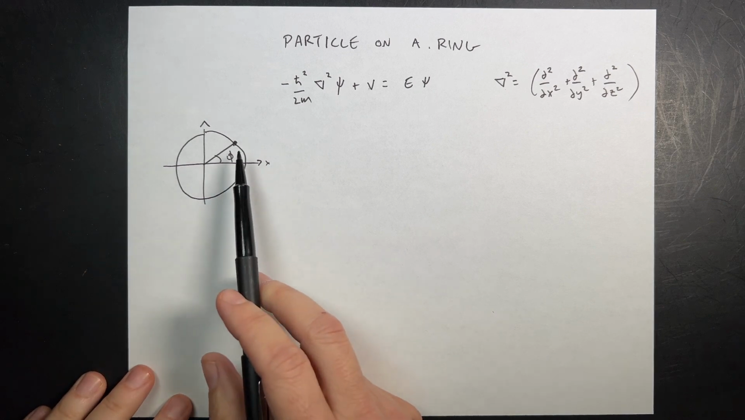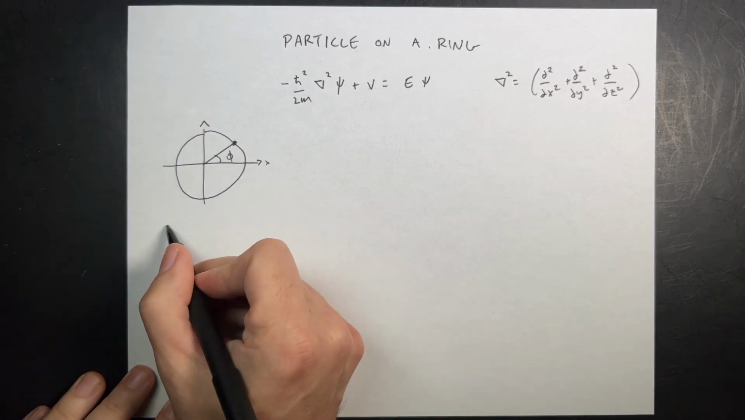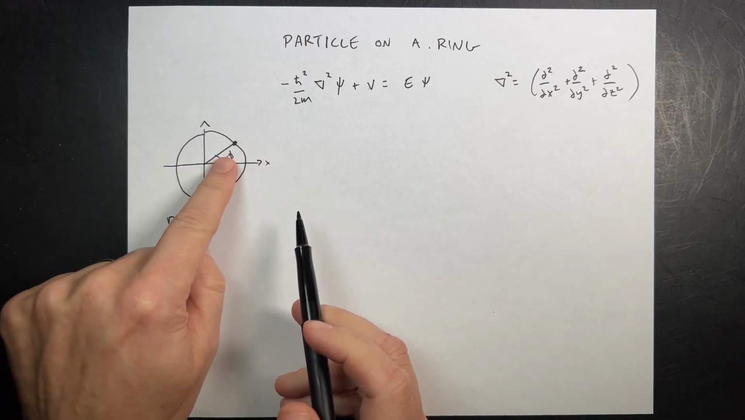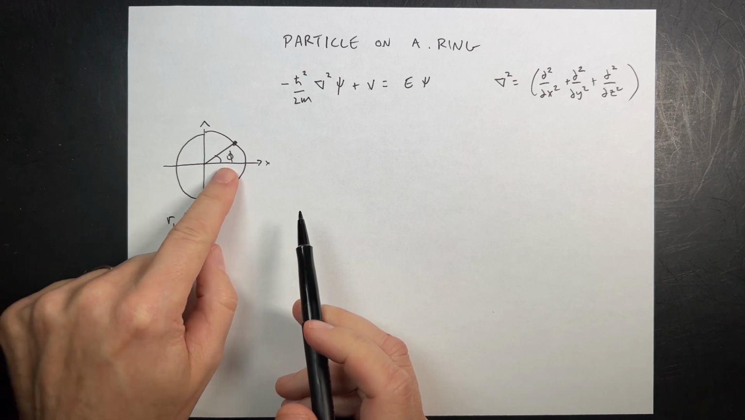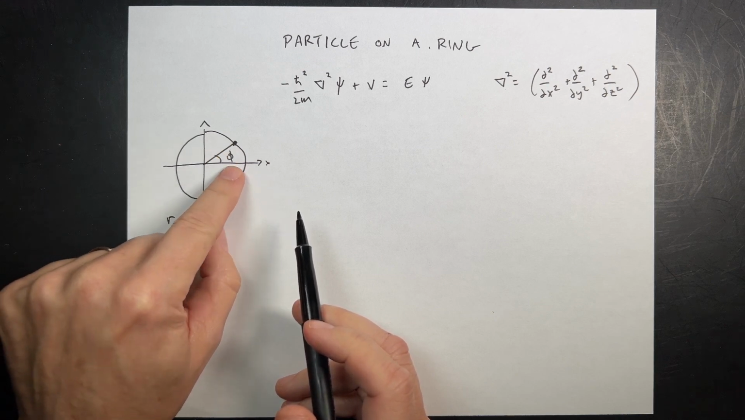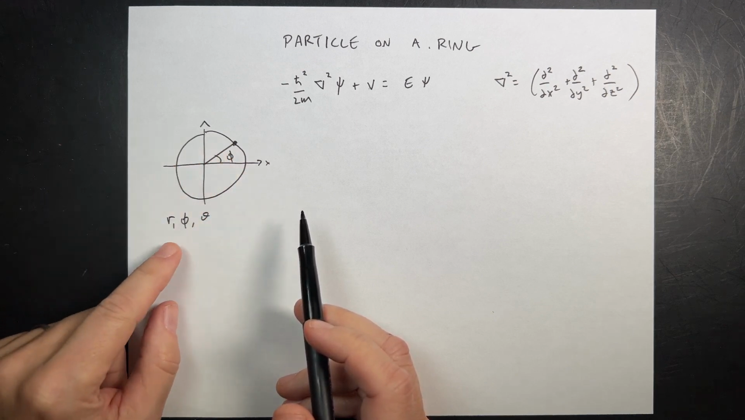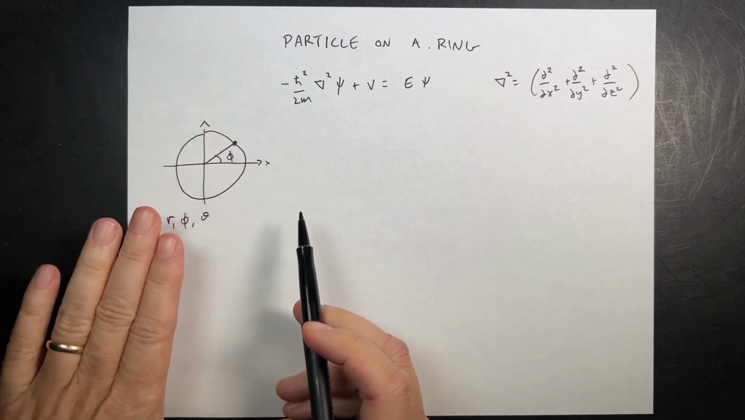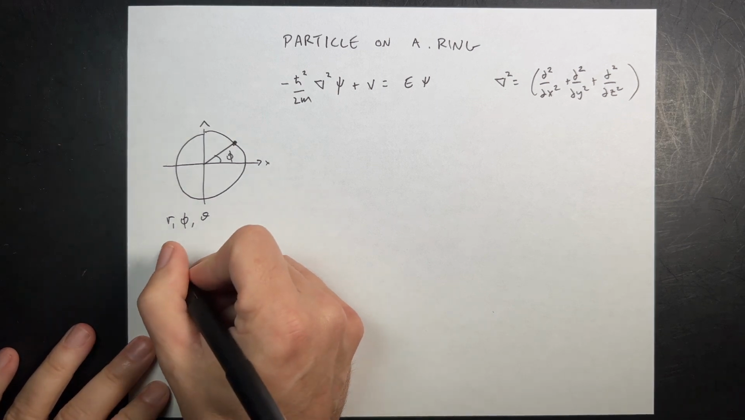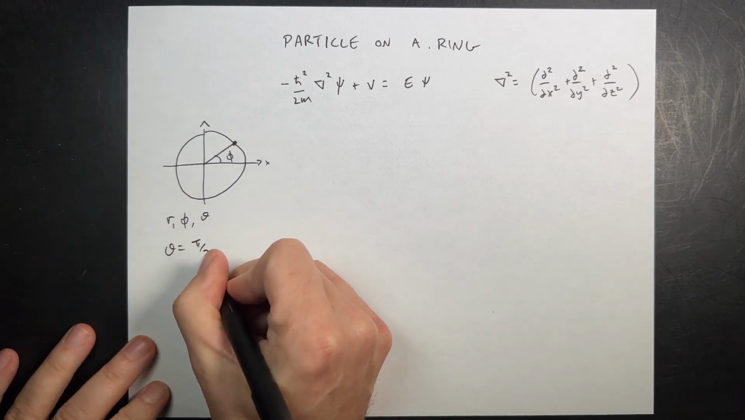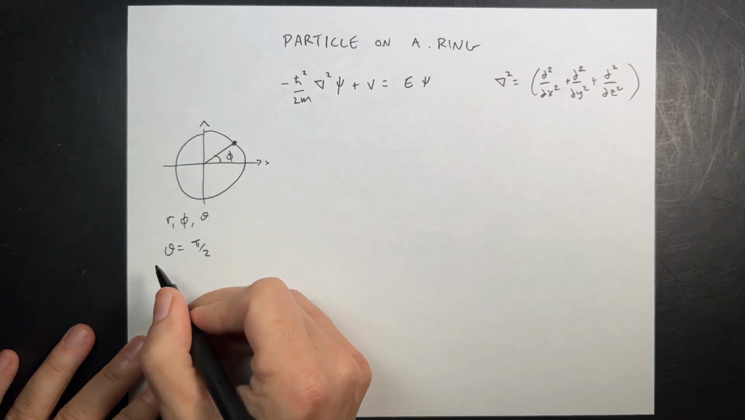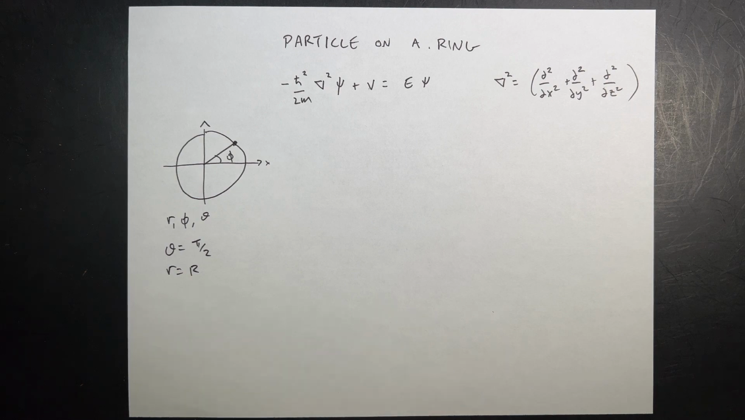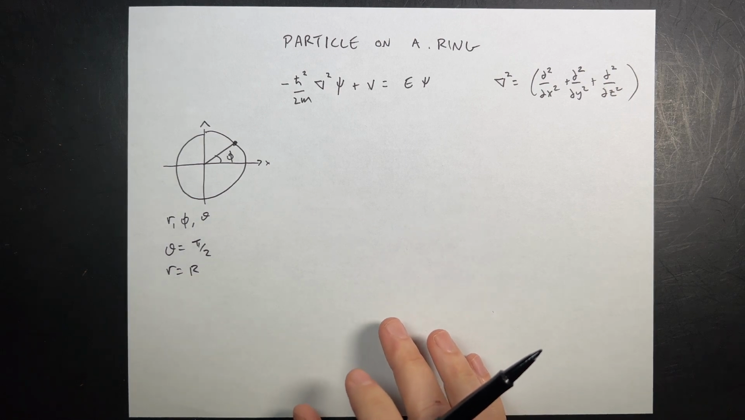So in spherical coordinates, remember that we have 3 coordinates, r, phi, and theta. r is the distance from the origin to the point. Phi is the angle from the projection into the xy plane, and theta is the angle from the z-axis. Now, if this is in the xy plane, then I know that theta is equal to pi over 2. And if I'm confined to the ring, I know r is capital R, which is the distance from there. So I can smash it down some, which is nice.